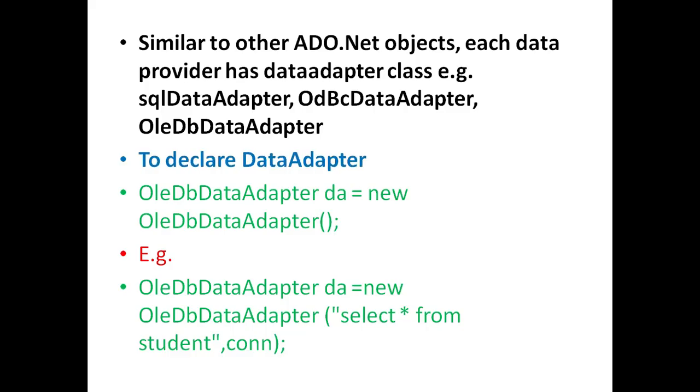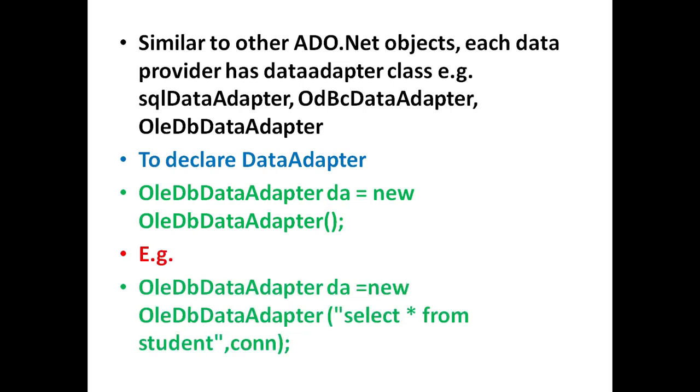To declare a data adapter, use OleDbDataAdapter da = new OleDbDataAdapter, which will create an object da for the OleDbDataAdapter. For example, OleDbDataAdapter da = new OleDbDataAdapter, and we give the command select star from student along with the connection object. If you are using SQL client, use SqlDataAdapter here.